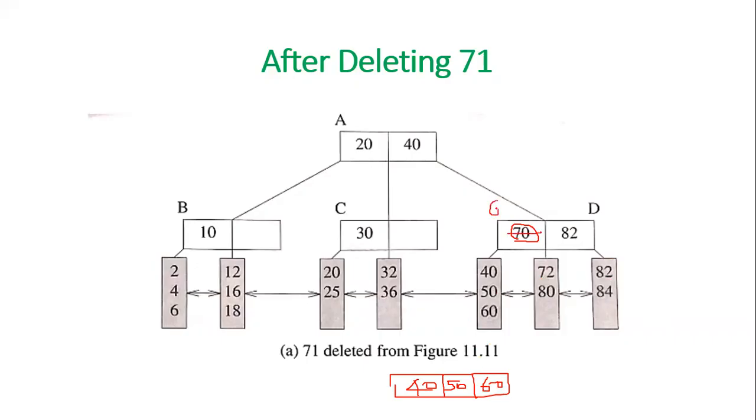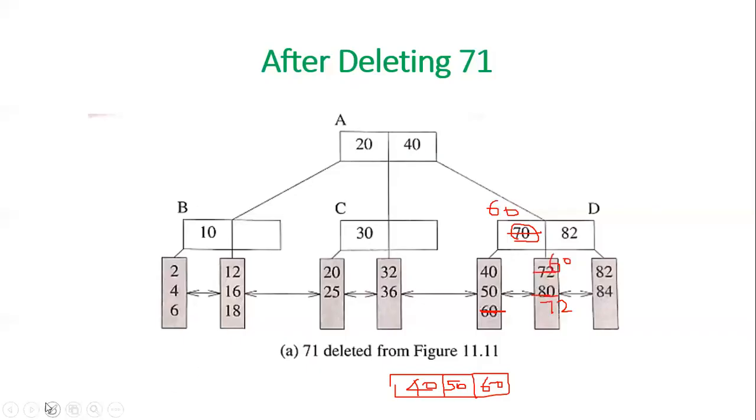So 60 will come here as an index, and 60 also will come here. 80 is the one you are deleting. 60 also will come here, and 72 will come here, right? 60 will be removed from its old position. So this is how it works if you borrow from the left sibling.